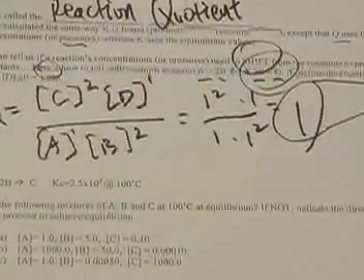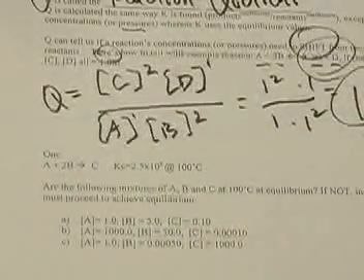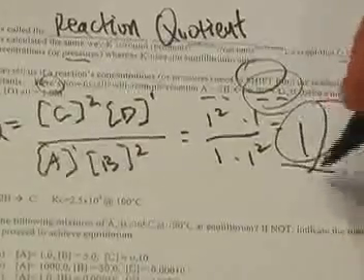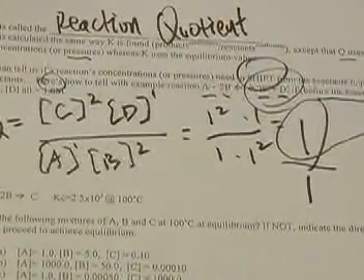Well, how does this compare to K? Well, you have to remember that the reaction quotient is nothing more than a fraction. And in this case, the fraction turns out to be 1 divided by 1. Remember from math class, you can take any number and write it over 1, and that's what the number really is. Same thing with K.